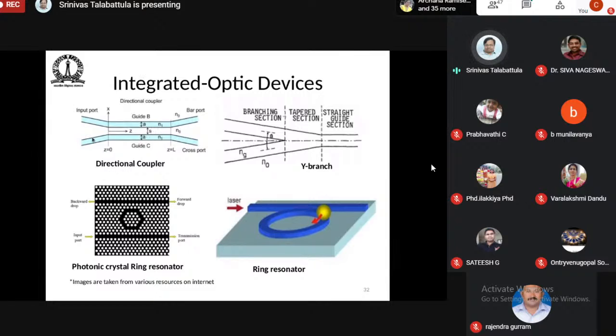This is a directional coupler. It has 2 input ports and 2 output ports. These are all the top views. What you are seeing is a top view of a directional coupler. There are 4 ports, 2 input ports and 2 output ports. You can exchange between these ports. Okay, so let me immediately explain to you the quantum counterpart of this.